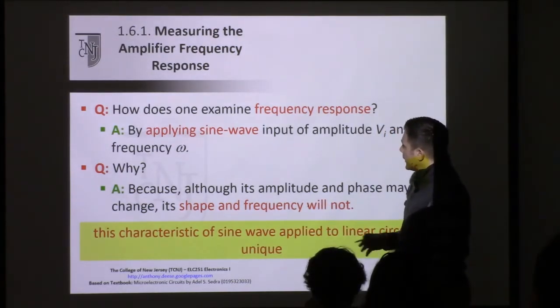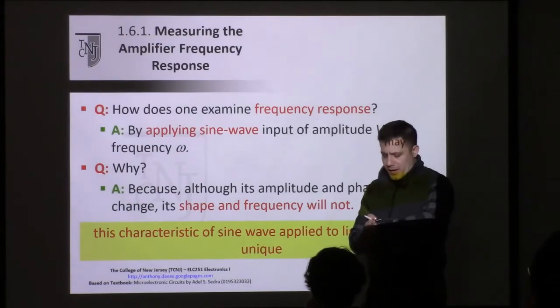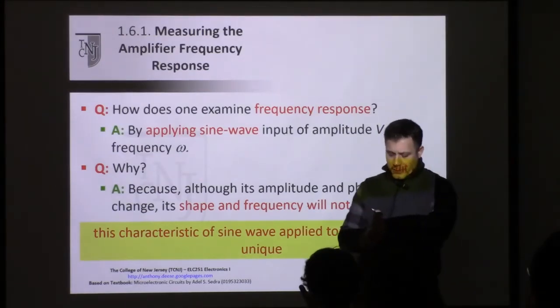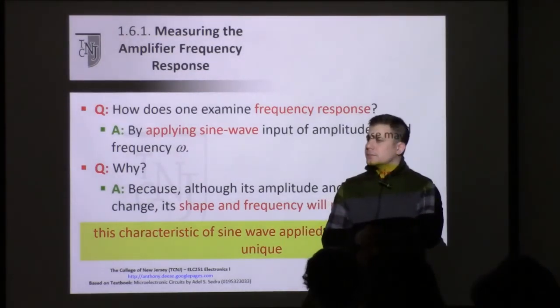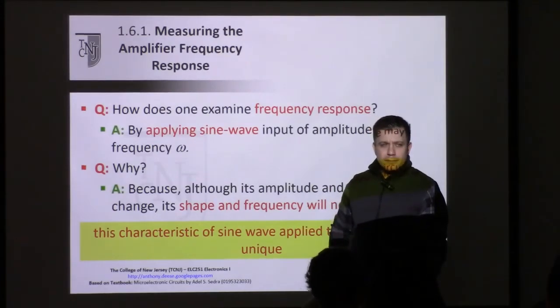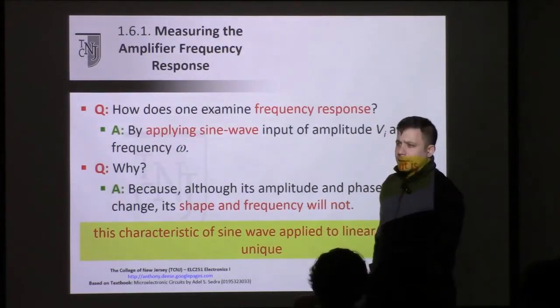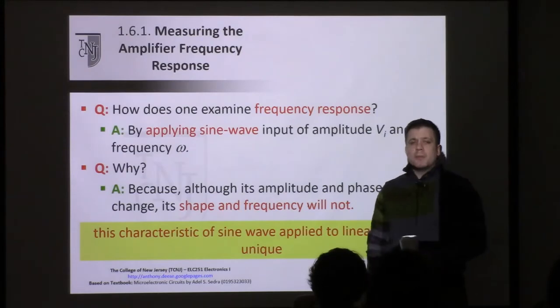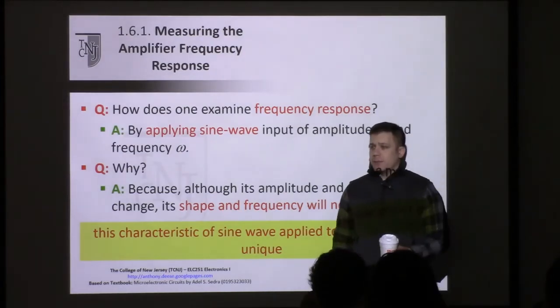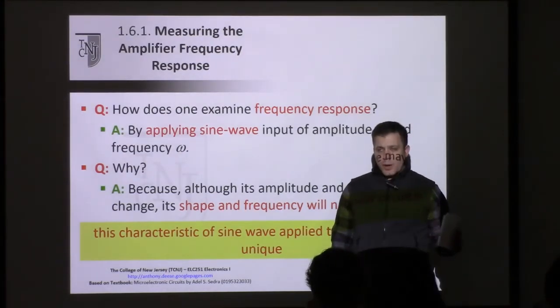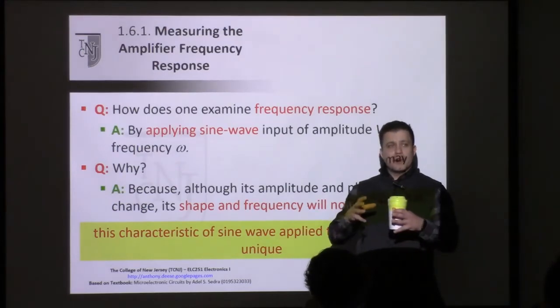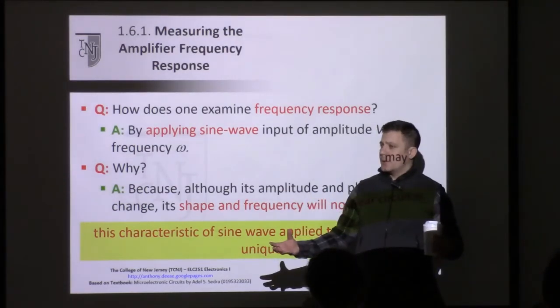Can anybody explain to me why we have to use a sine wave? Why can't we use anything else? Why couldn't we use a square wave or something? So the problem with using essentially anything but a sine wave is that a square wave, for example, can be decomposed into its own harmonic components.